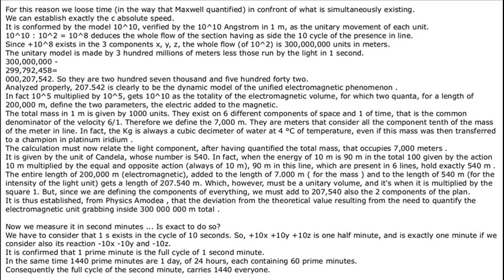We have to consider that 1 second exists in the cycle of 10 seconds in line. So 10x 10y plus 10 zeta is 1/2 minute, and is exactly 1 minute if we consider also its reaction minus 10x minus 10y and minus 10 zeta. It is confirmed that 1 prime minute is the full cycle of 1 second minute.